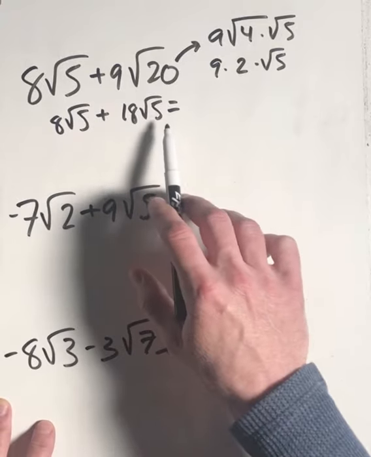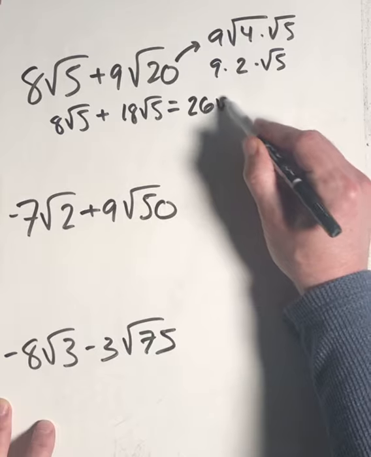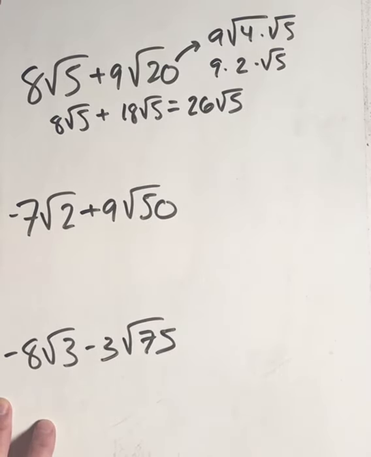Now these are like radicals, so I can combine them. 8 plus 18 is 26. So this would be 26 times the square root of 5.